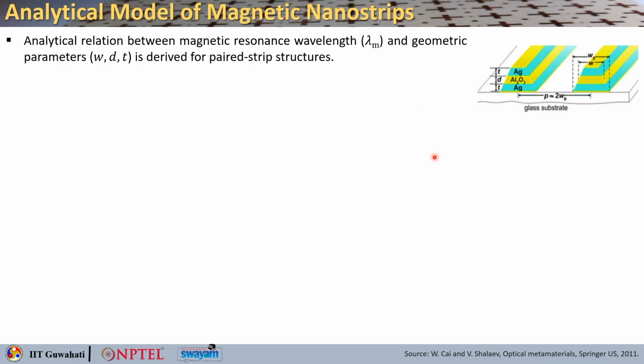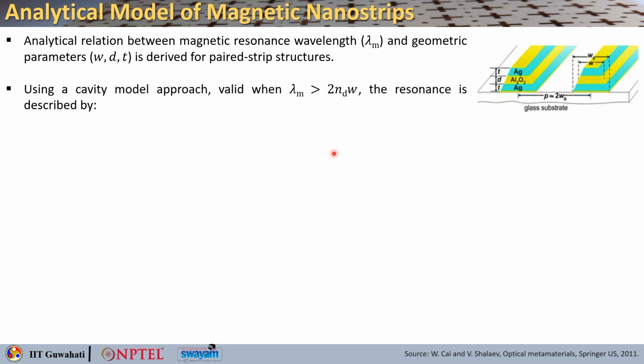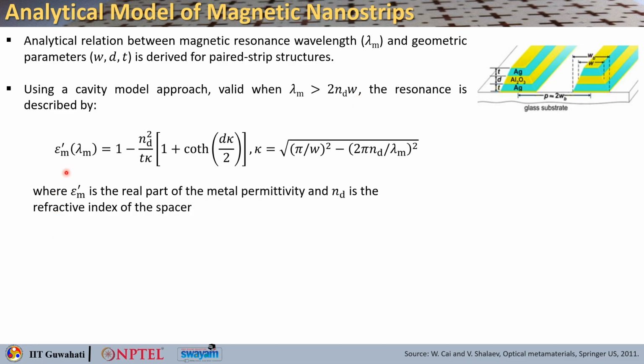For practical designs and applications, it is desirable to have an analytical expression for the relation between the magnetic resonance wavelength lambda m and the geometric parameters such as w, d and t of this paired strip structure. Following the cavity model approach that we have discussed, for the range of parameters used in the experiments shown above, where lambda m is greater than 2 n d w, the resonance can be described by this.